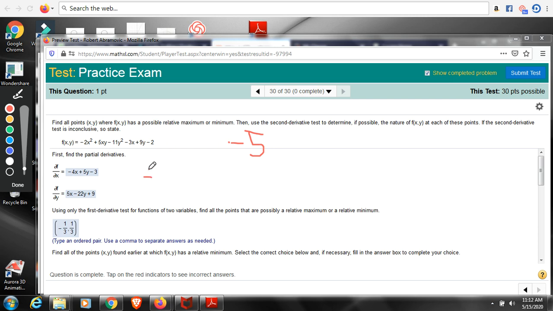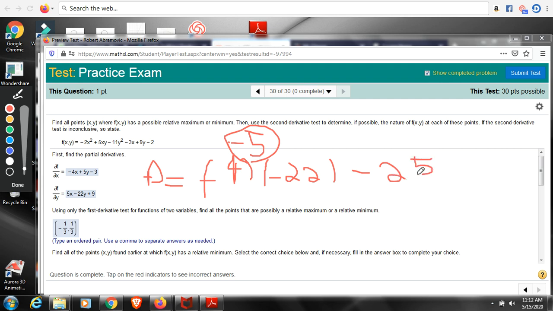So to compute D, that's the next part: the second partial with respect to x, which is -4, times the second partial with respect to y, which is -22, minus the square of the mixed partial, which in this case is 5, so we subtract 25. So we get 88, since -4 times -22 is 88. 88 minus 25 is equal to 63.